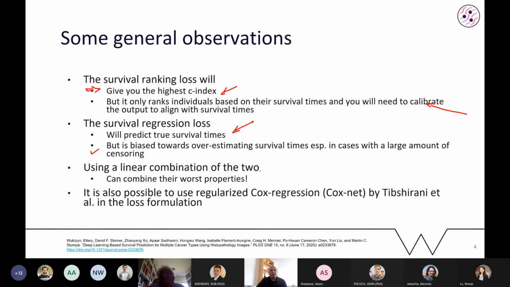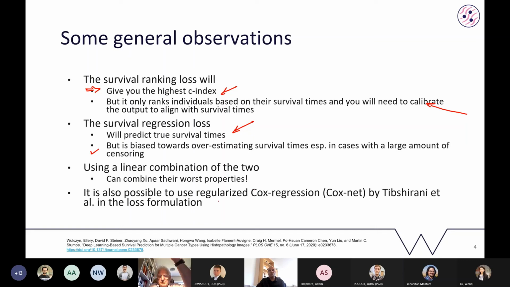And you can also use a linear combination of the two, as Adam had pointed out, but be careful. Instead of combining the best properties of these two, it can also combine their worst properties. That is, you would end up with overestimating the results, and you would have a poor calibration of predicting survival times. So that is the problem with that.